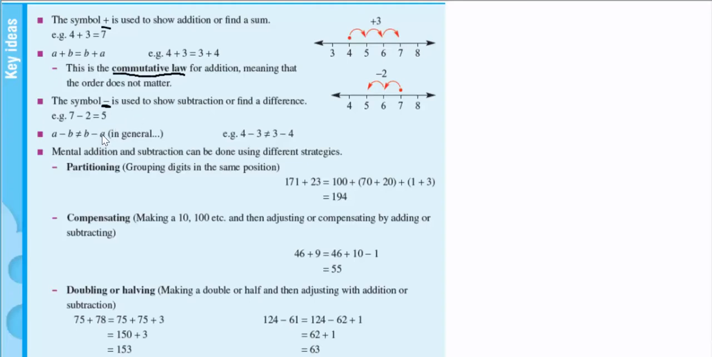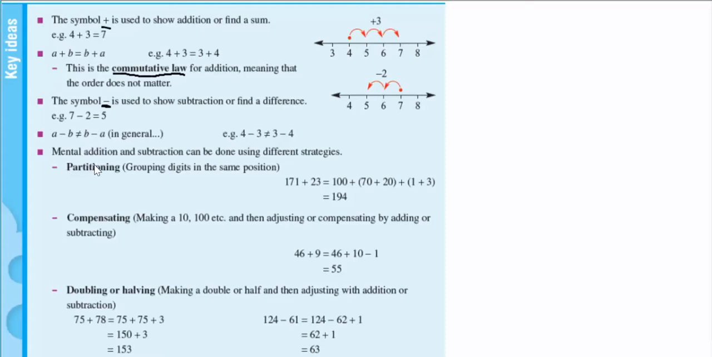So they are not equal, and you can't swap the numbers around with subtraction like you can with addition, because you'll get a different answer if you swap the numbers around with subtraction. So A minus B does not equal B minus A, so you can't swap those numbers around.